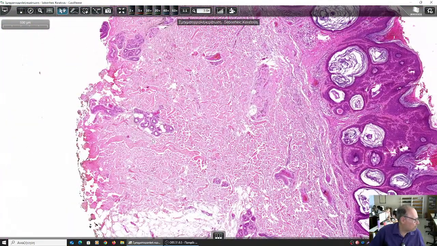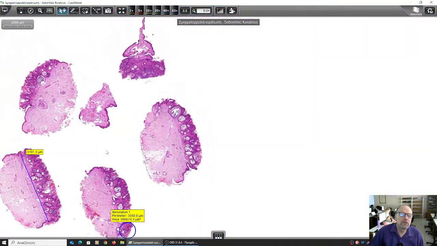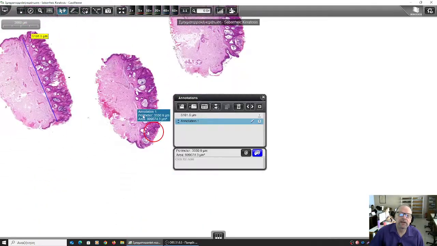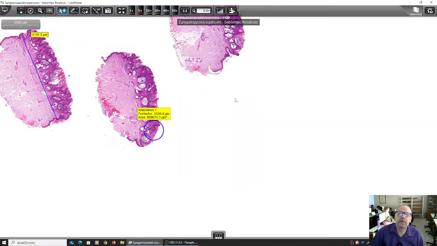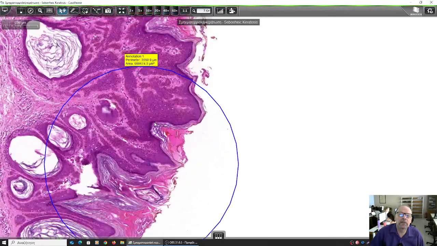The deeper margin is, of course, all right, since it is a benign lesion and it does not invade. So this is the seborrheic keratosis. And here we have something that we wanted to show. Let me see what this is.